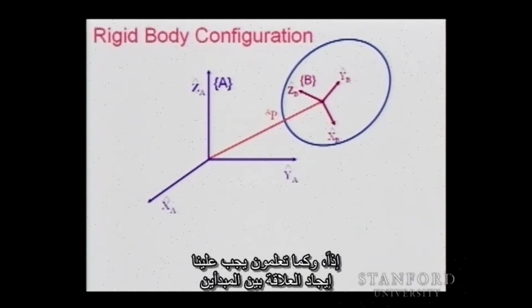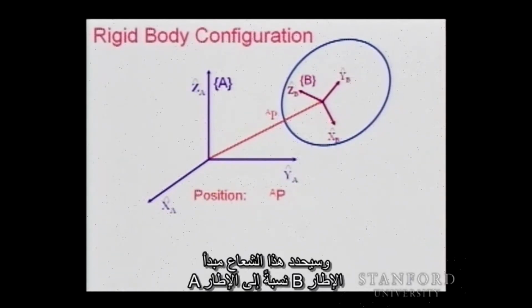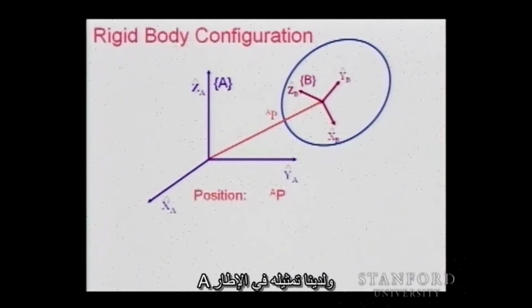So, as you know, we need to find the relationship between the origins. There is an origin of frame A and an origin of frame B. We need the vector between the two, and that vector is going to locate the origin of frame B with respect to frame A. We have its description in frame A. So this is PA.